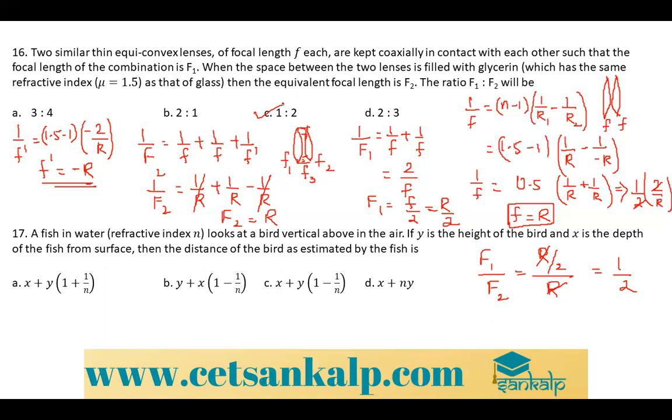Minus 1 by R, minus 1 by R, one side is positive since it is concave, so it is minus 2 by R. So when we find the final F dash, it is equal to minus R. When we simplify and cancel, F2 is equal to R, so F1 is R by 2, so F1 by F2 is equal to R by 2 by R, which is equal to 1 by 2. Clear aita?